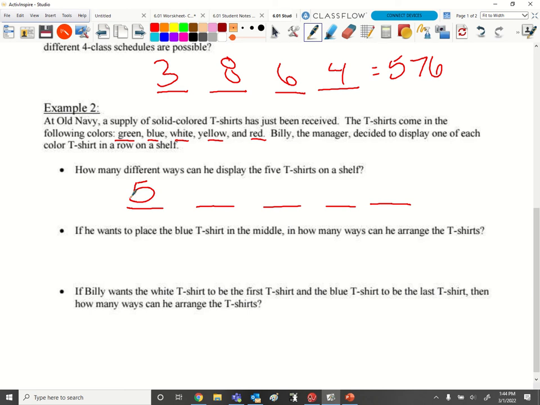Now, what's next? How many different colors do I have for the second one? 4. Why 4? Because I already used one, right? Yeah. I already used one. And so there's 4 left for this one over here, right? And then it's going to go 3, 2, and it's always just that last one, no matter what. So whatever this one is, you have to just throw the last one down there. Multiply. 120. 120 different combinations for these shirts.